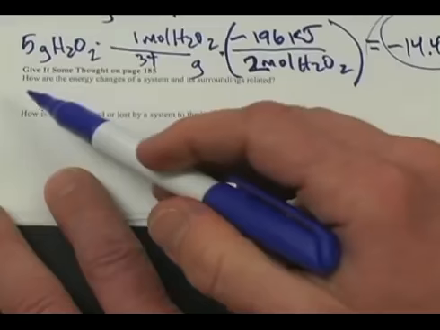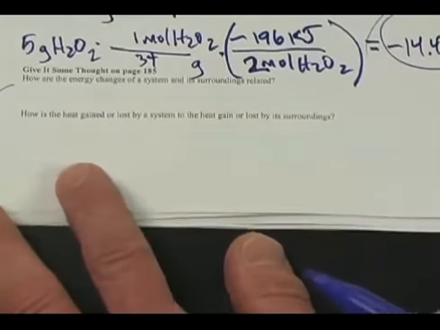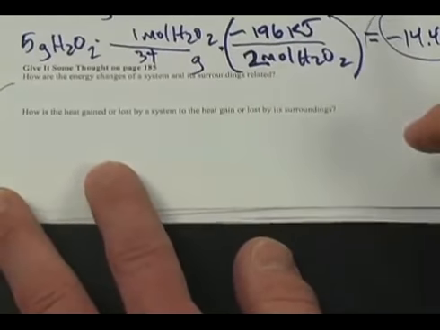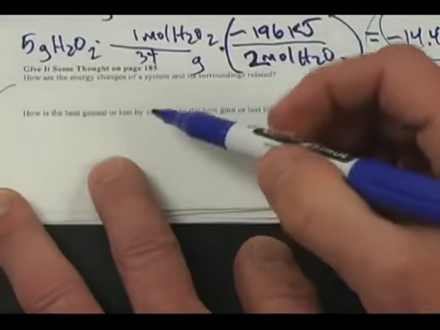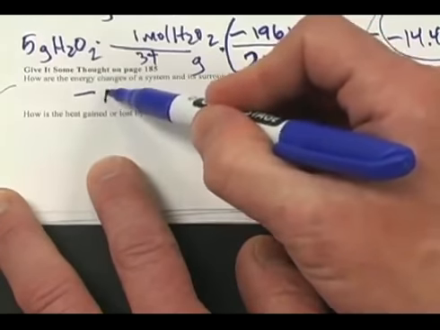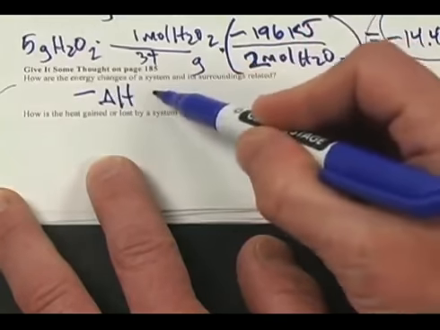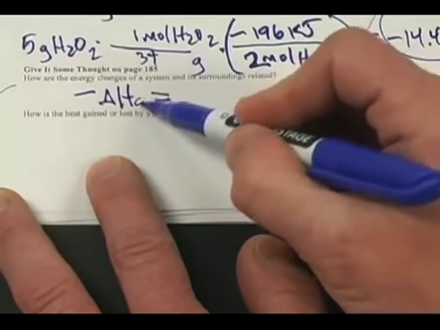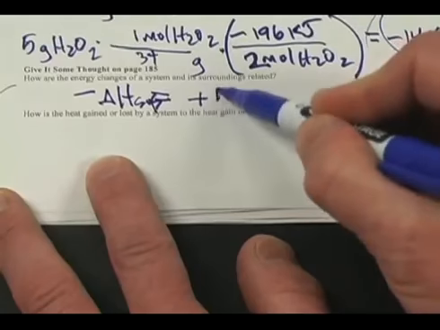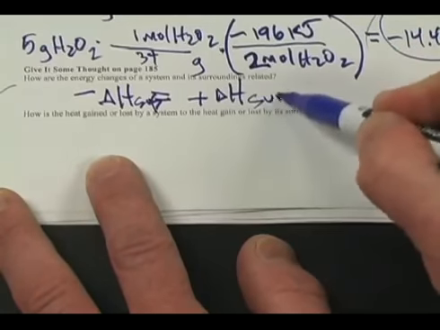When this process happens, a couple more questions about thermochemical equations. How are the energy changes of the system and its surroundings related? First of all, if energy is released, in other words, the energy is given off, so I'll call it a negative delta H, then released by the system, it must be gained by the surroundings.